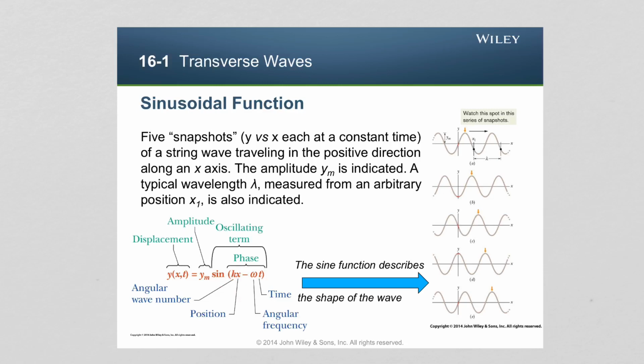k is known as the angular wave number. x gives us the position along the waveform. Omega is the angular frequency, and t is time.